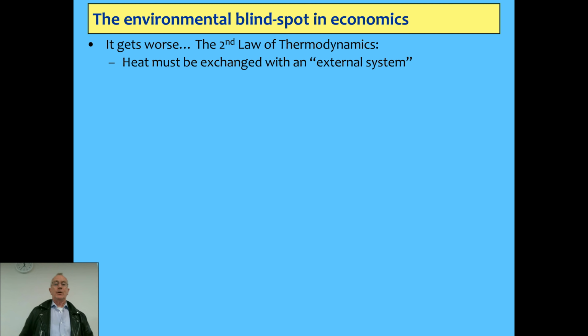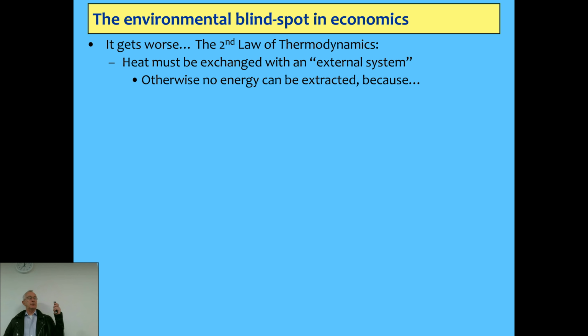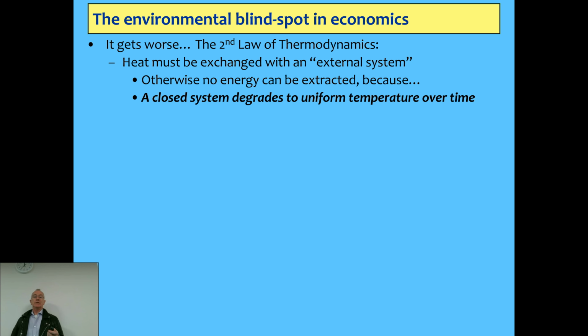And the second law is where things get really complicated, because to actually take advantage of energy, you must be dumping waste into the environment. You have no choice. And this is why. Because unless you're exchanging heat with an external system, you can't extract energy from it. If you have a closed system where there's no interaction with the external environment, it cannot generate work.